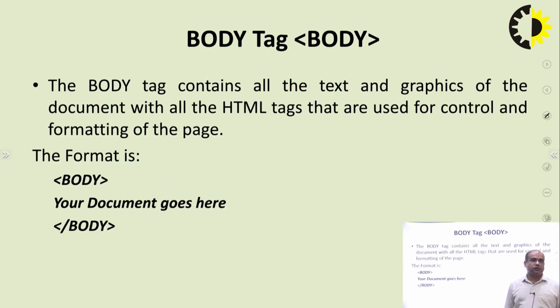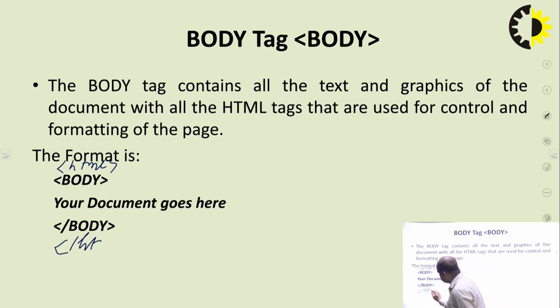Next we are talking about the body tag. The body tag contains all the text and graphics of the document, with all the HTML tags that are used for control and formatting of the web page. So the format will be the head tag inside the HTML tag, next our body tag, the document we are going to write here, and the closing of HTML.